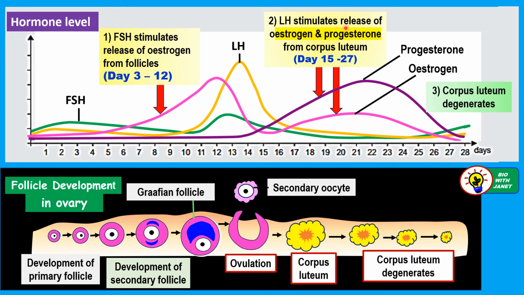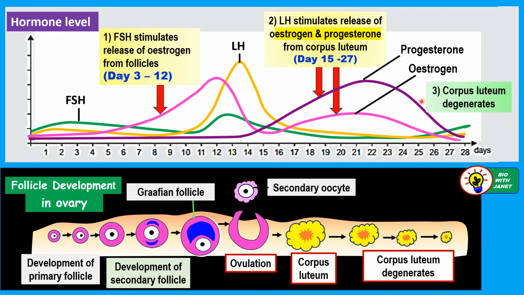So LH stimulates the release of estrogen and progesterone from the corpus luteum. It's the LH that stimulates the formation of the corpus luteum and then the secretion of estrogen and progesterone from the corpus luteum. So these two hormones will increase in concentration in the blood after day 14, and the peaks are around day 22, the maximum level around day 22 or thereabouts.